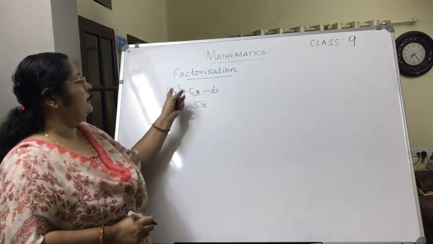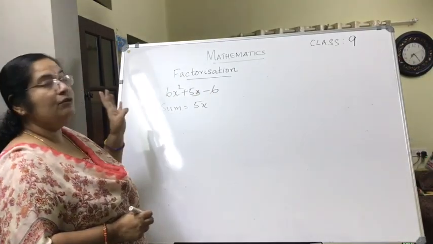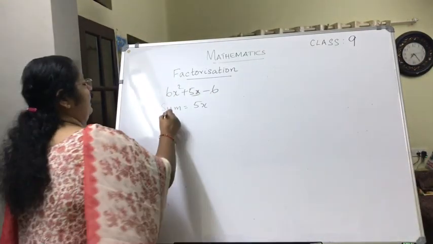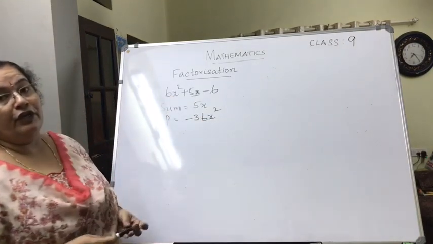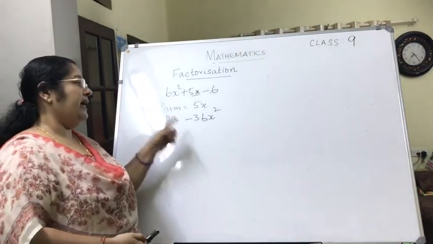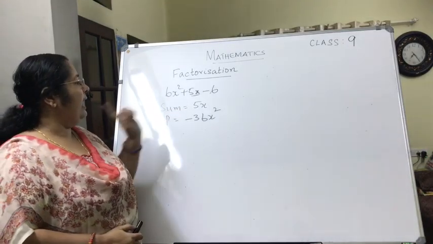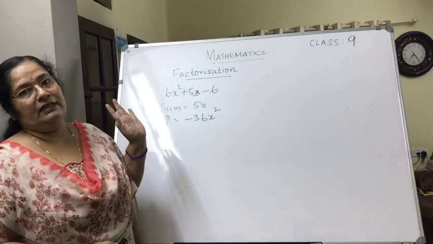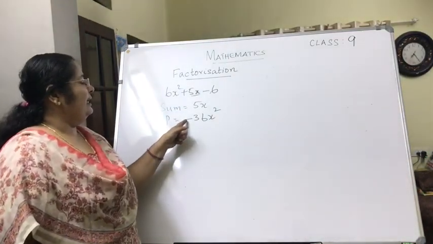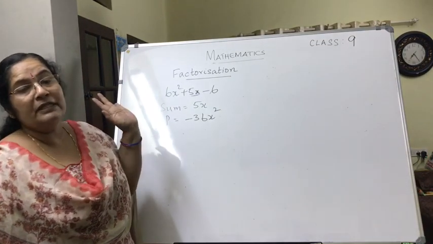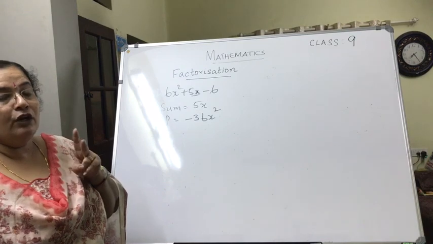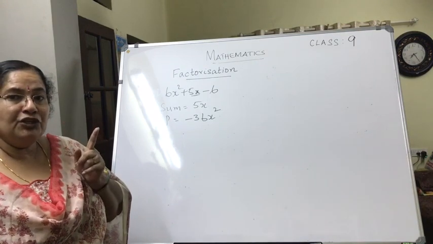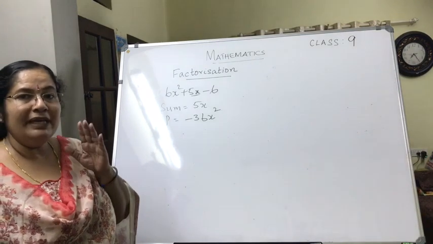Product of the first and last. So minus 6 into 6x square will be minus 36x square. So when you are multiplying, you should be getting minus 36. And when you are adding, you should be getting 5x. So now you see here the product is negative but the sum is positive. Which means the two terms you are taking, one should be positive, one should be negative.